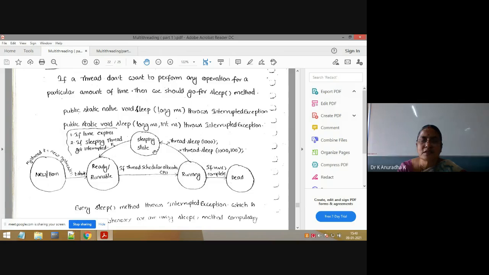Now the question is, when will the thread go to the ready state from the sleeping state? These are the two points: if the time expires, meaning here we have mentioned the time, no? Or if the sleeping thread gets interrupted. So when the thread is in the sleeping state, if some other thread interrupts this thread using the interrupt method, then in that case also the thread which is in the sleeping state will go to the ready state. Ready state means in the waiting queue. So these are the two possibilities to go to the ready state from the sleeping state.